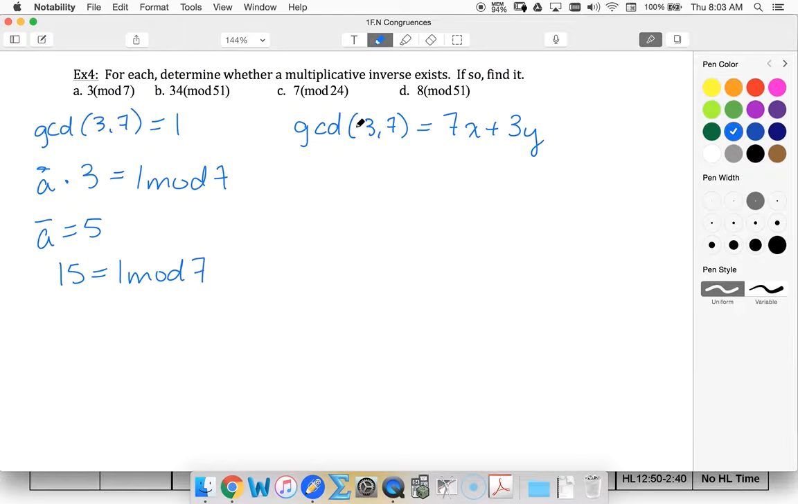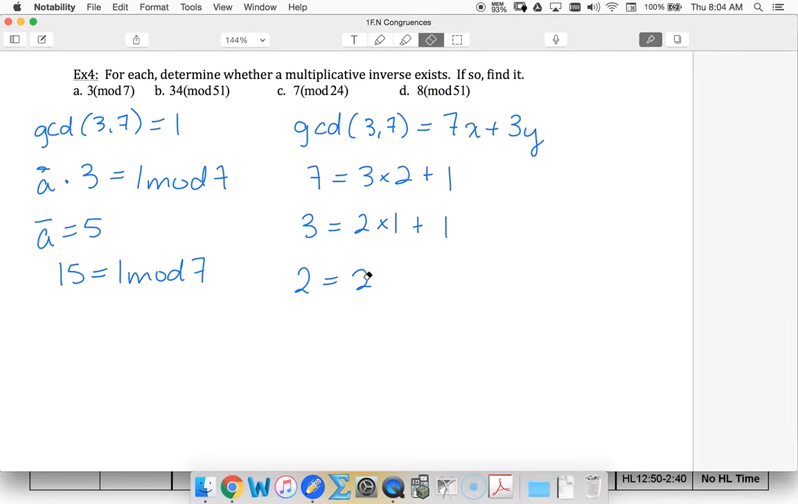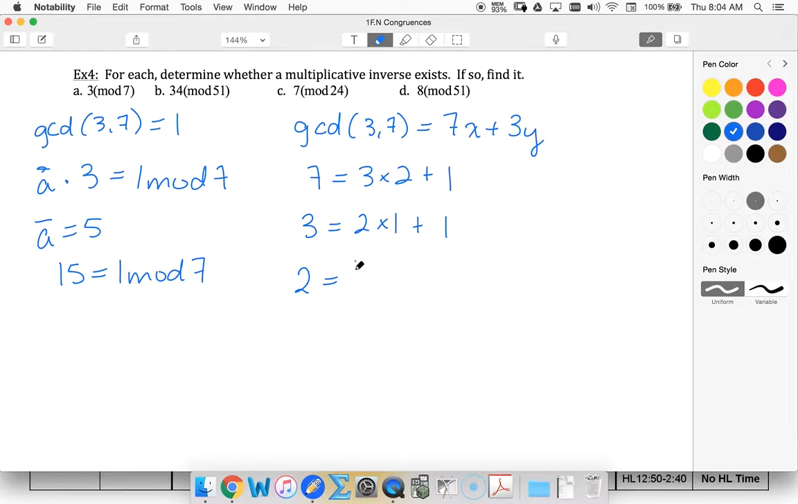All right. The way that we found the GCD is using the Euclidean algorithm. So we started by saying that 7 is equal to 3 times 2 plus 1, and then 3 is 2 times 1 plus 1, and then 2 is 1 times 2 plus 0. So as soon as I get remainder 0, I come back to the previous line. That's my GCD, my remainder of the previous line. And then I can rearrange this to end up in this form.